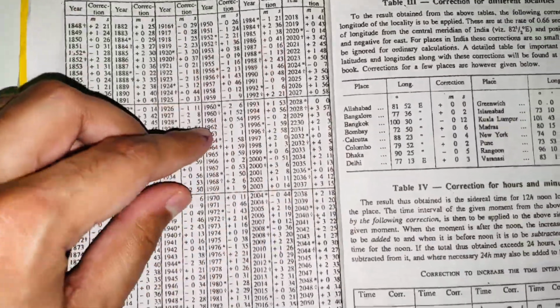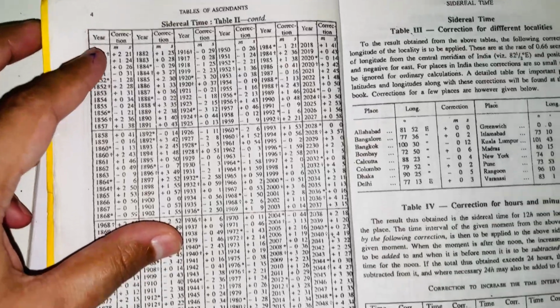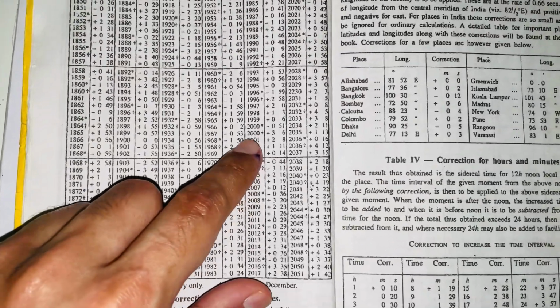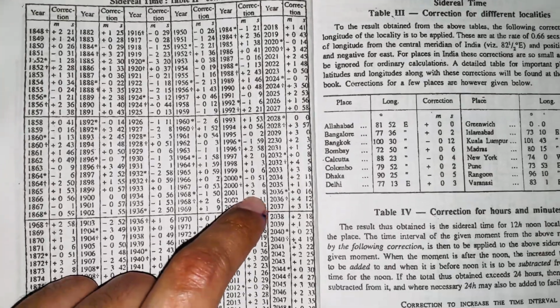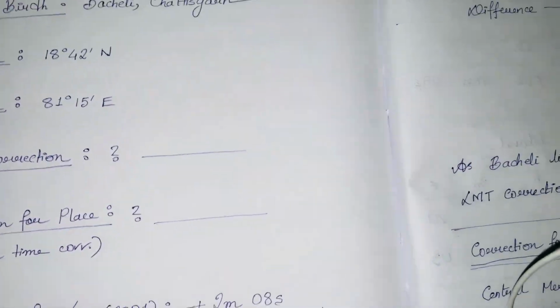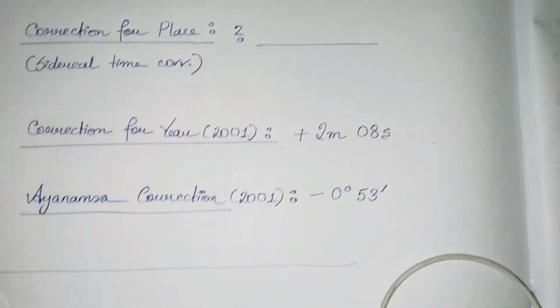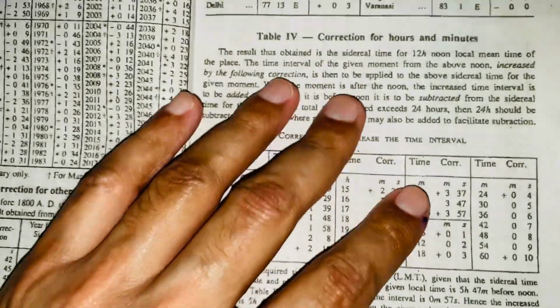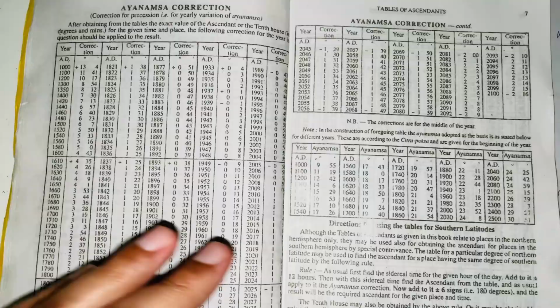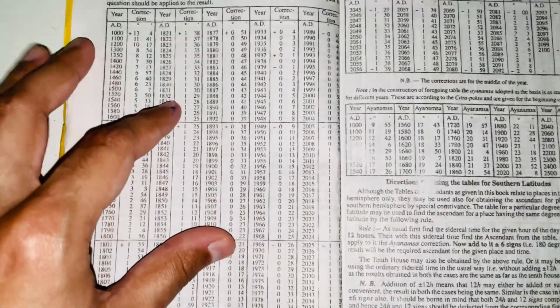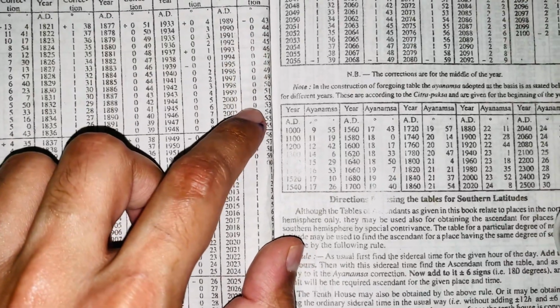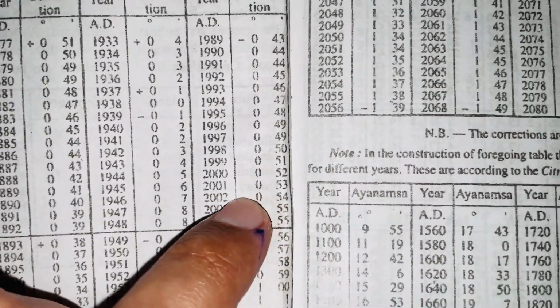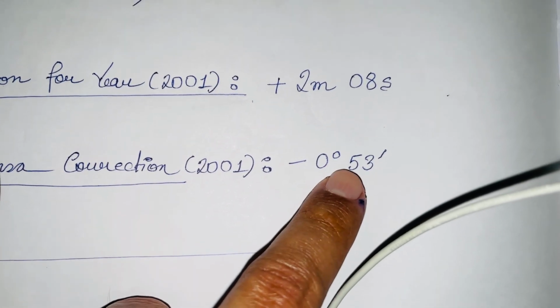Here, if you go to page number 4 of the table of ascendant, for 2001, the correction for the year 2001 will be plus 2 minutes and 8 seconds. So this is what I have written over here, plus 2 minutes and 08 seconds. The Ayanamsa correction for 2001, again you will figure out from the TOA. For 2001, the Ayanamsa correction is minus 0 degree and 53 minutes. This is what I have written over here, minus 0 degree 53 minutes.